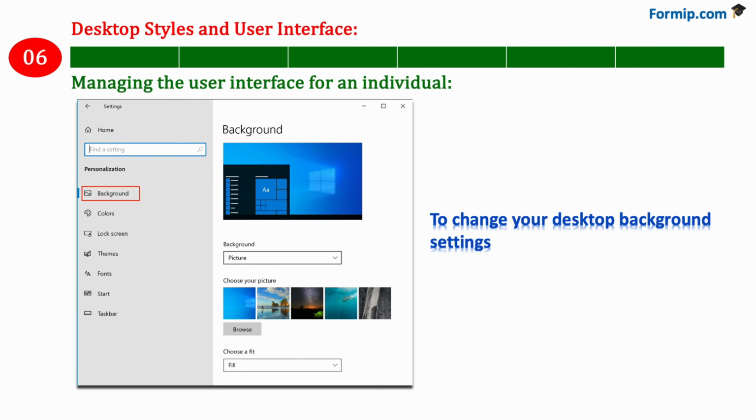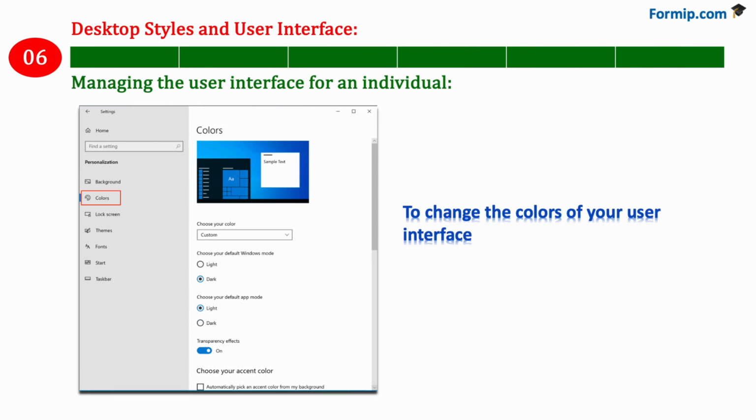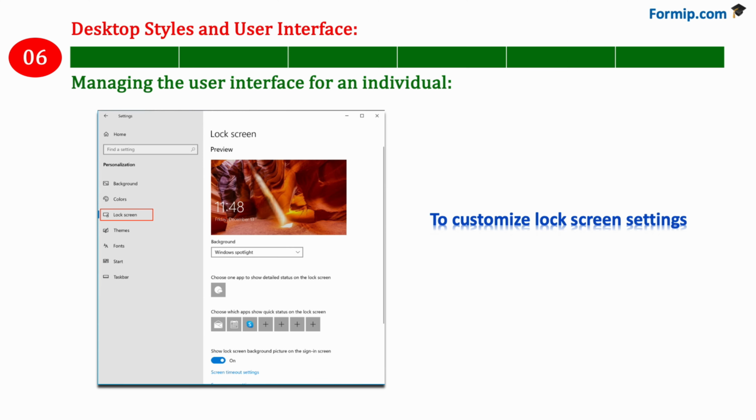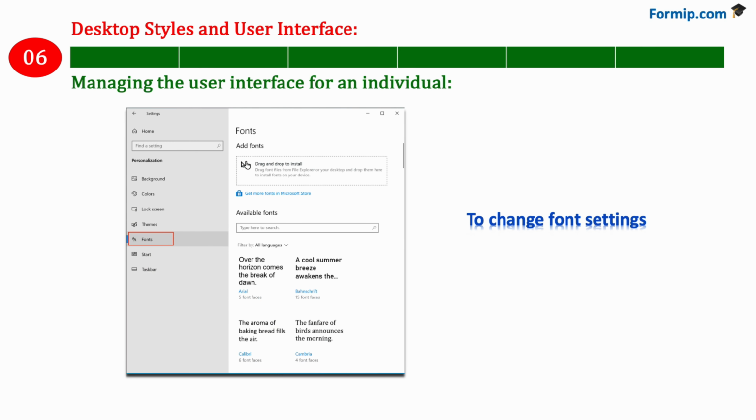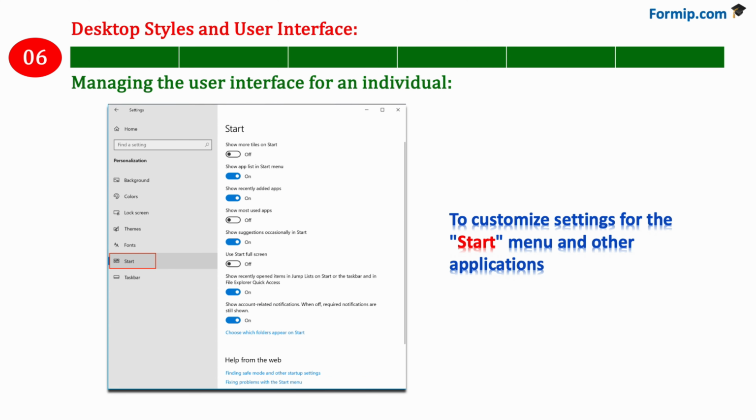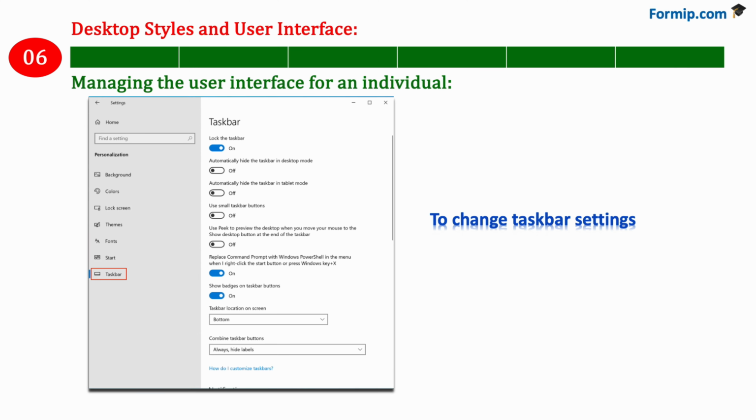The Background button allows you to change your desktop background settings. The Colors option allows you to access the settings related to the colors of the interface. The Lock Screen option allows you to customize the background of your screen when it is locked. Themes allows you to change your theme. Fonts modifies the writing style. The Start button is used to control the Start menu and other settings related to this type of application. And the Taskbar, as its name suggests, is used to customize everything related to the taskbar.